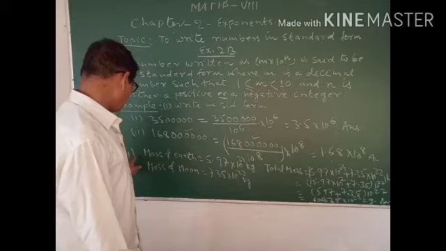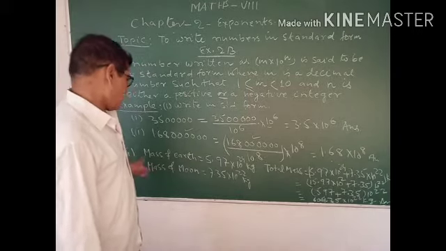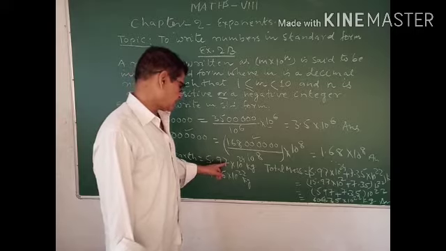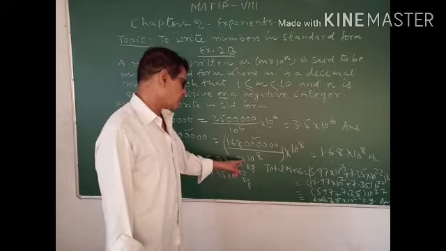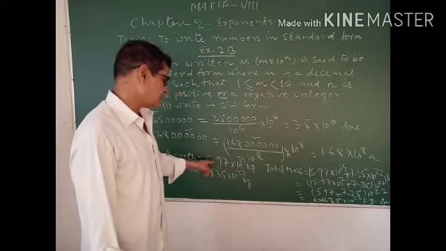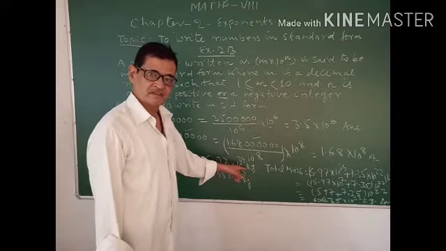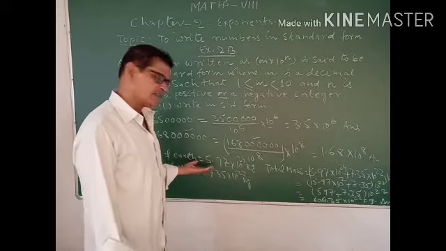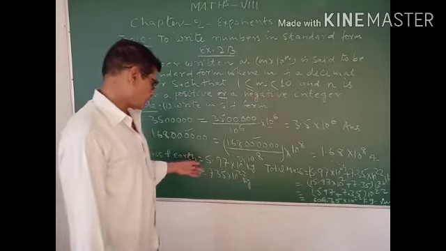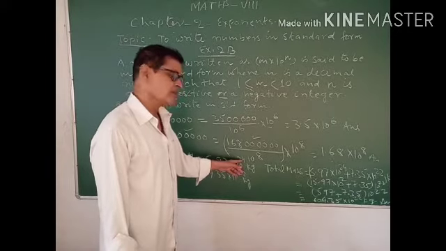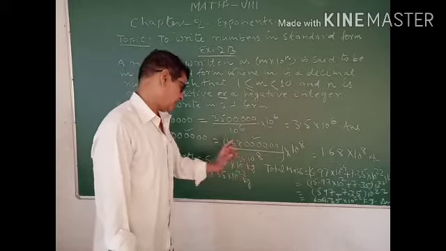Now one problem, question number 4. The mass of the earth is 5.97 into 10 to the power 24 kg. You can imagine what a big number this is. But it is in standard form, so it is easy to read out. 5.97 into 10 to the power 24 kg.